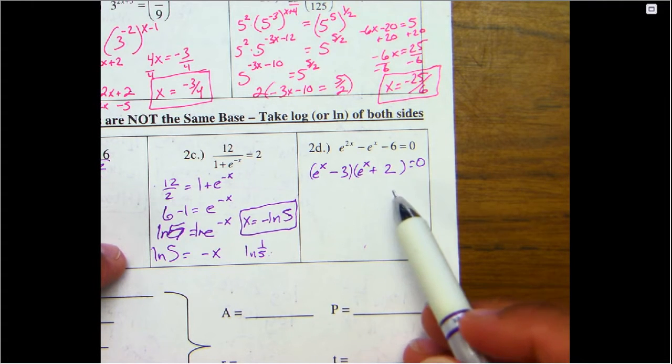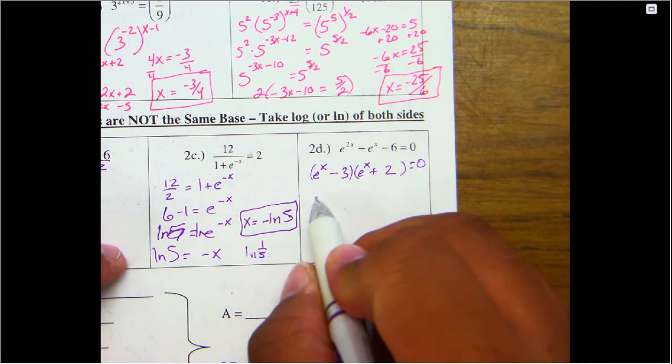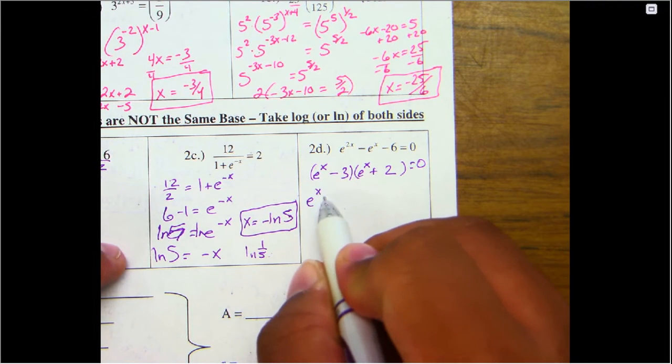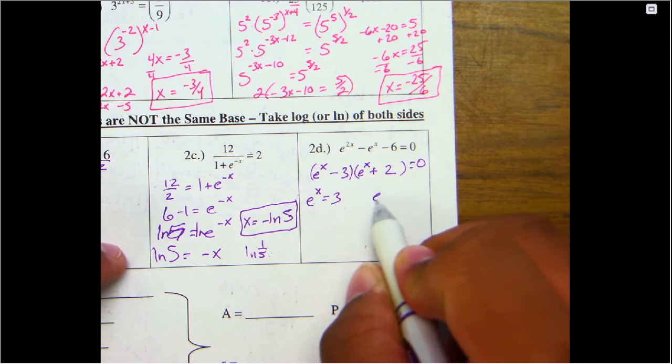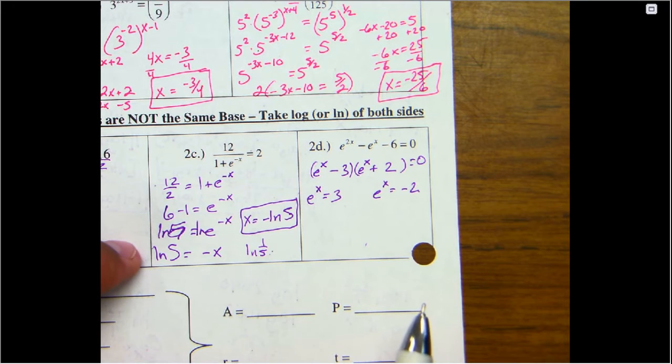So whenever we saw quadratics that are equal to 0, when we have their factors, what do we do with their factors? Set each one equal to 0. This would result in e to the x equals 3. And this will result in e to the x equals -2. Right? All right. Which one of these will not be of use?